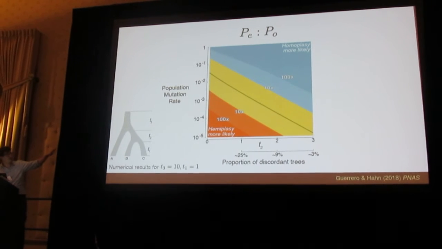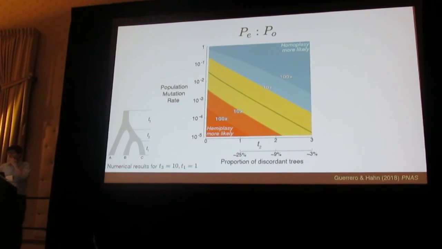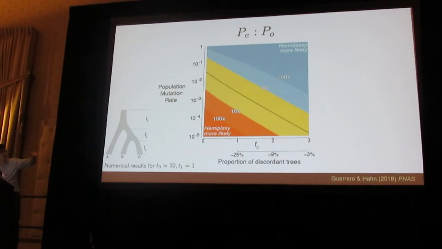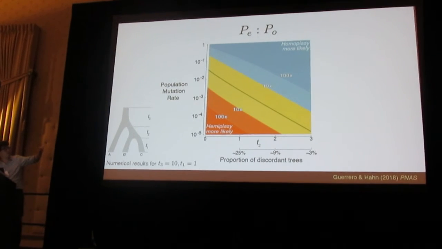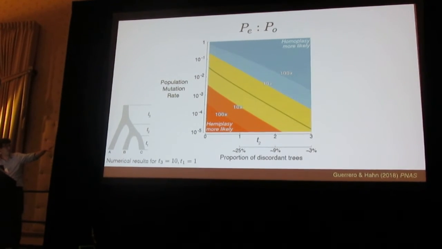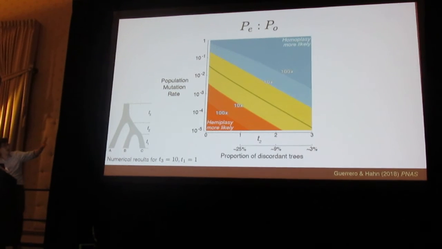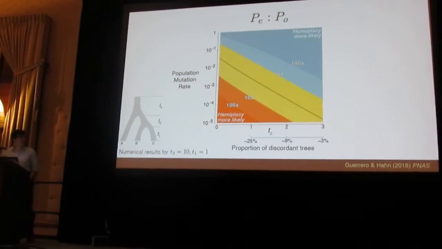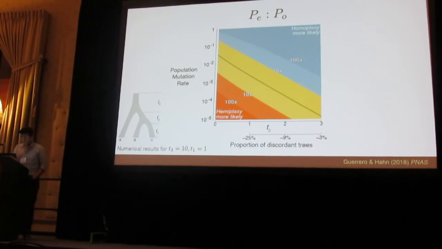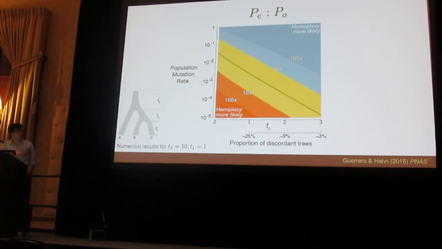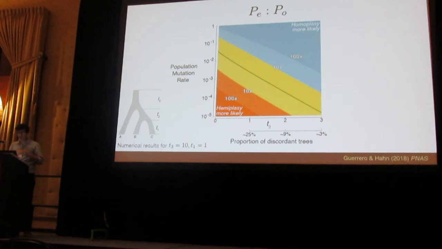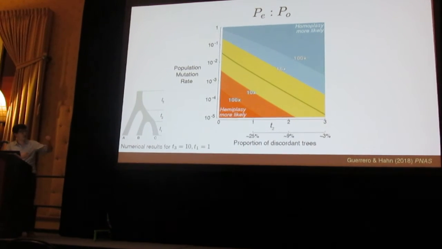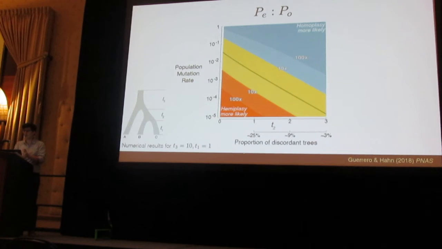And then on the y-axis, some reasonable values for population mutation rates. These are contour plots that are showing us where hemiplasia is more likely in the shades of red, as opposed to homoplasia on the top right of the plot in shades of blue. So the first thing that's striking to me is that there is a pretty steep ridge, so to speak. The black line is a one-to-one line.